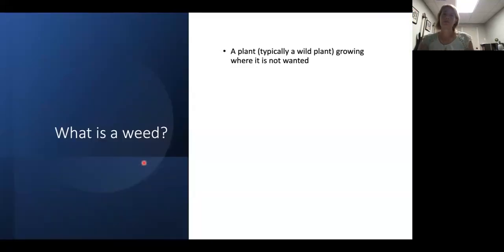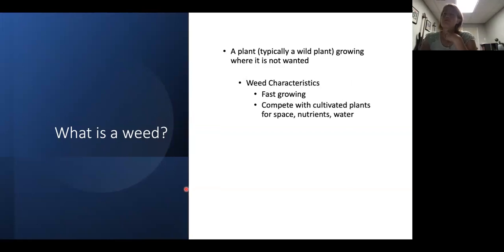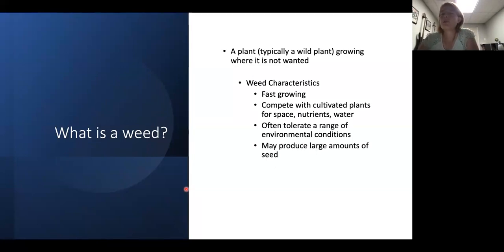So a weed is just typically a wild plant that's growing where we don't want it. Weeds are fast growing, so they're going to be good competitors. They compete for space, nutrients, and water. So here I stole from a talk I gave back in June on weeds, but it can be native plants as well. They can tolerate lots of environmental conditions. So weeds really are kind of super competitors, and they produce lots of seeds.